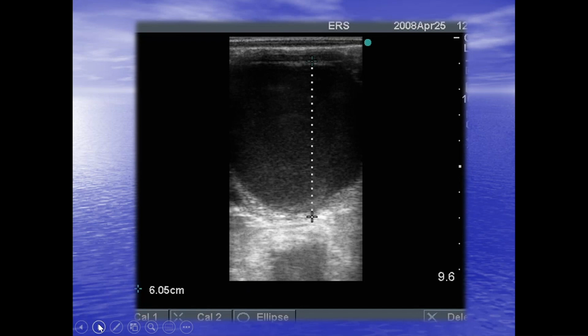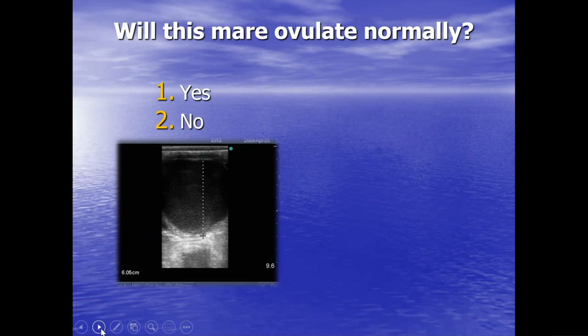But for now, I just want to introduce the subject to make this contrast between the normal pre-ovulatory follicle, which does develop some echogenic particles in that ventral margin, and the anovulatory follicle in which they become more widespread. So who amongst you thinks this mare will ovulate normally? What are your clues? Well, we've got a measurement there, look, 6.05 centimeters. What do we think of that as a follicular size for a thoroughbred mare?